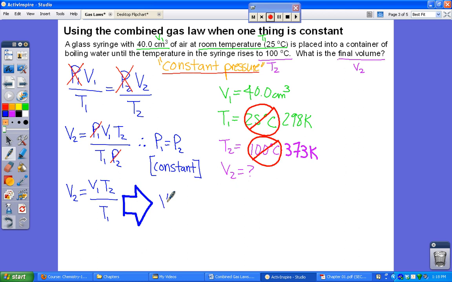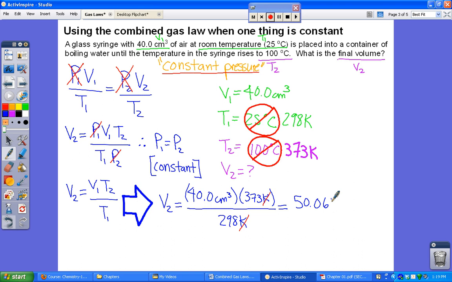V2 is equal to V1, 40 centimeters cubed, times T2, 373 K, divided by T1, 298 K. The Kelvins cancel, and I end up with 40 times 373 divided by 298, which is 50.067.